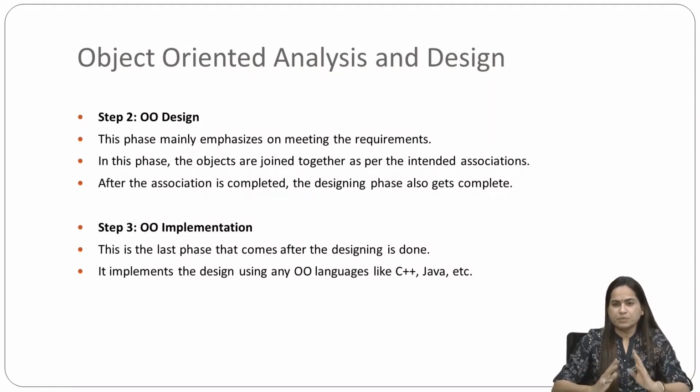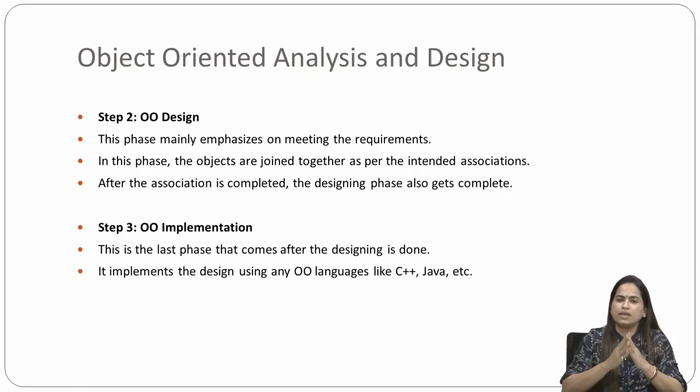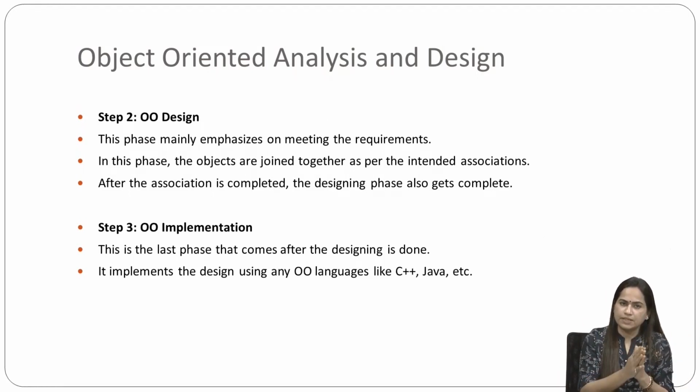So these are the three steps we have. First one, object oriented analysis. In it we are identifying objects and their responsibilities. Second one, we have object oriented design. In this phase we are creating associations, combining them together, and as it completes, the designing gets complete. And the third step we have is object oriented implementation. It will implement the design with the help of object oriented languages.